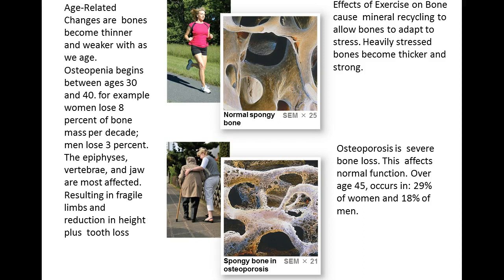Those spongy bones are going to be affected first because of the nature of their design, and this can limit your height. This is where you have these people who actually lose height even in inches, and also tooth loss, which is an interesting thing. Exercise, exercise, exercise, exercise. What can I say?